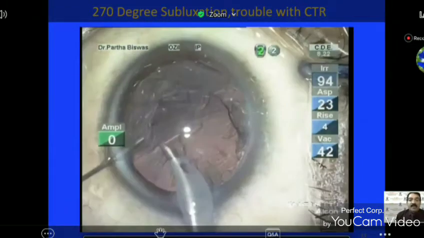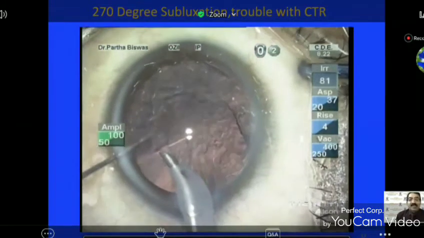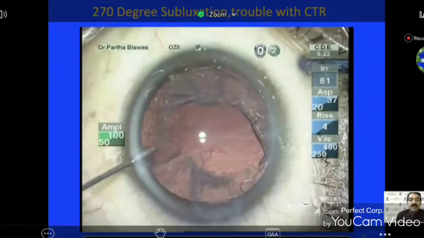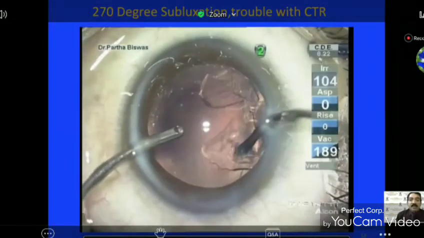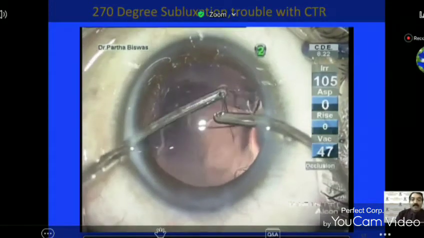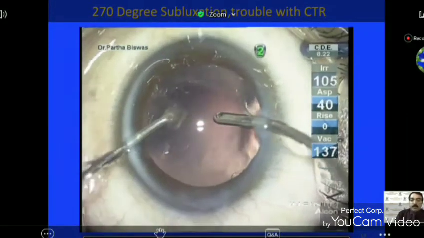Here we are lucky and fortunate, so placing viscoelastic in the capsular bag, you can see it's quite stable, removing the cortical matter, and then this becomes quite easy and is quite well centered.